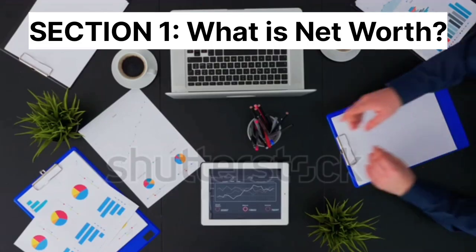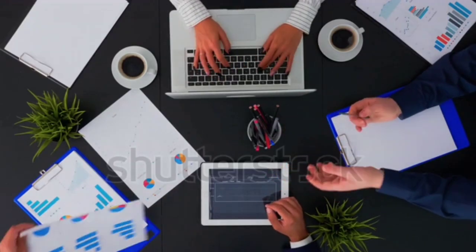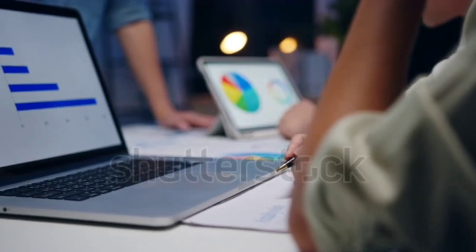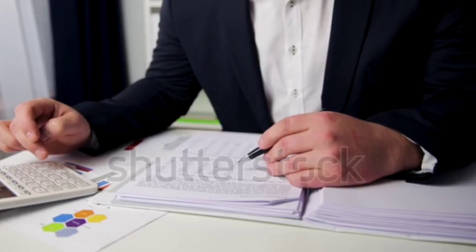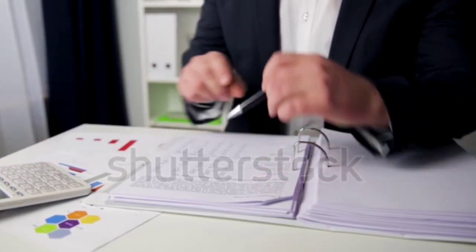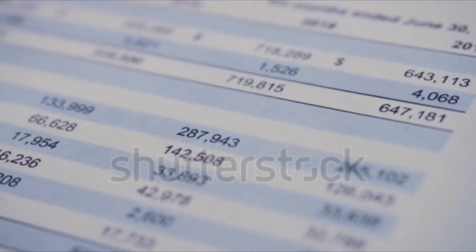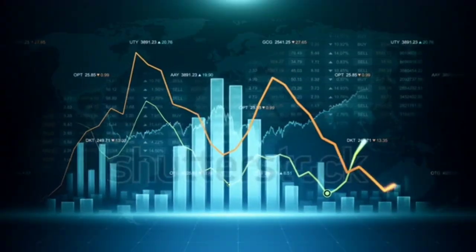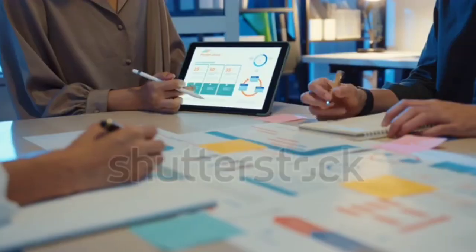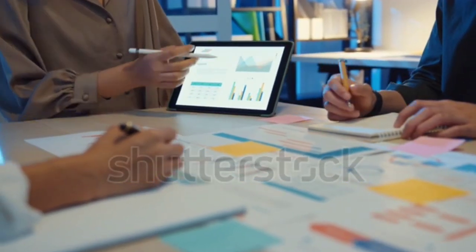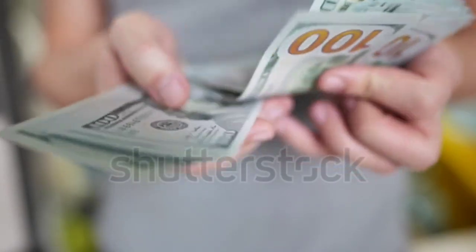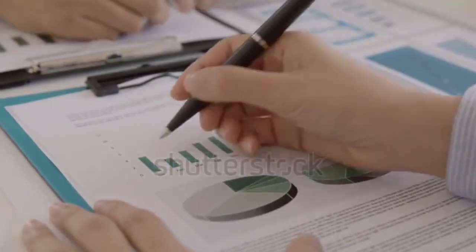Section 1. What is net worth? First things first, what exactly is net worth? Simply put, net worth is the difference between what you own and what you owe. It's a snapshot of your financial health. To get your net worth, you subtract your total liabilities, or debts, from your total assets, what you own. Think of it as a balance sheet for your personal finances.